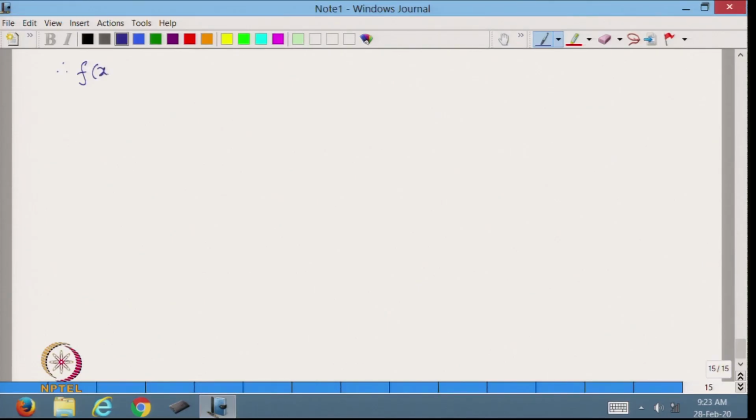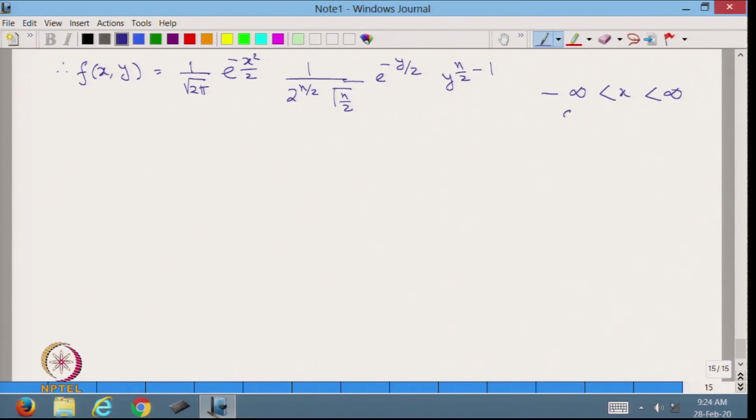Therefore, f of x, y we can write it as 1 over root over 2 pi e to the power minus x square by 2, times 1 upon 2 to the power n by 2 gamma n by 2 e to the power minus y by 2 y to the power n by 2 minus 1, when minus infinity less than x less than infinity and 0 less than y less than infinity. This is because chi-square is a positive random variable.